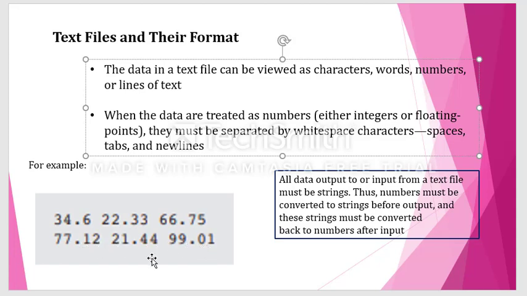Okay, so all these values. How can we say these are 6 values? Because each and every value is separated by a space. Whenever a space occurs, I take it as one value. So 34.6, after that I get a space, and then the second number starts. After that again I get a space and the third number starts. Based on these spaces, I judge there are 6 values in this text file. Okay, so this is very important.